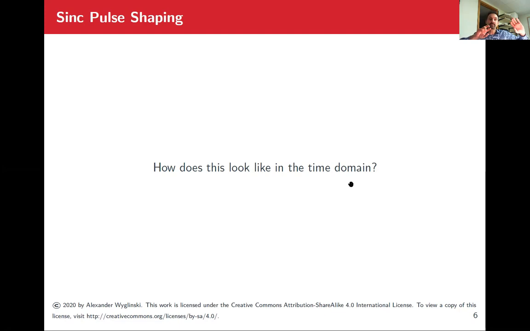But because of the sync property, at the desired sampling instant it's not zero, and at every other multiple of that sampling instant, it is zero. We get these beautiful properties in terms of no contributions from any of the other summed sync pulses. So with that, that concludes lecture 5.